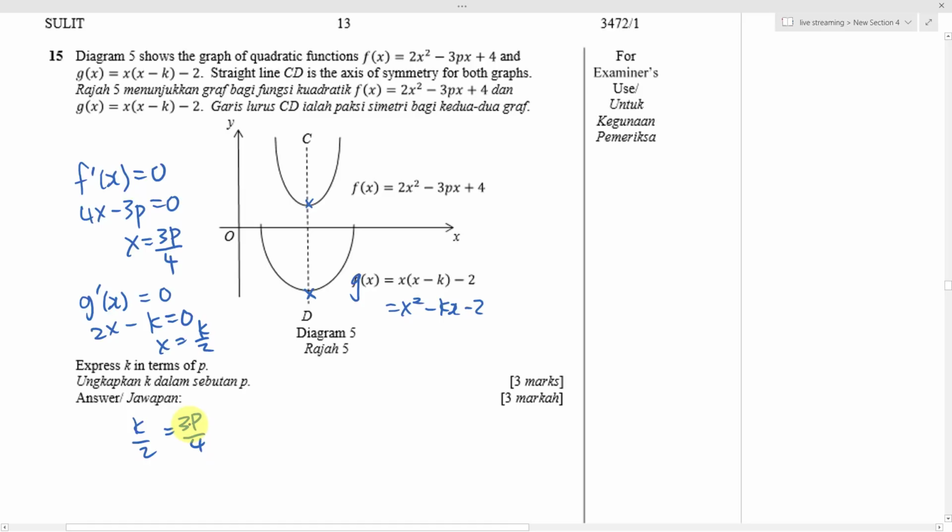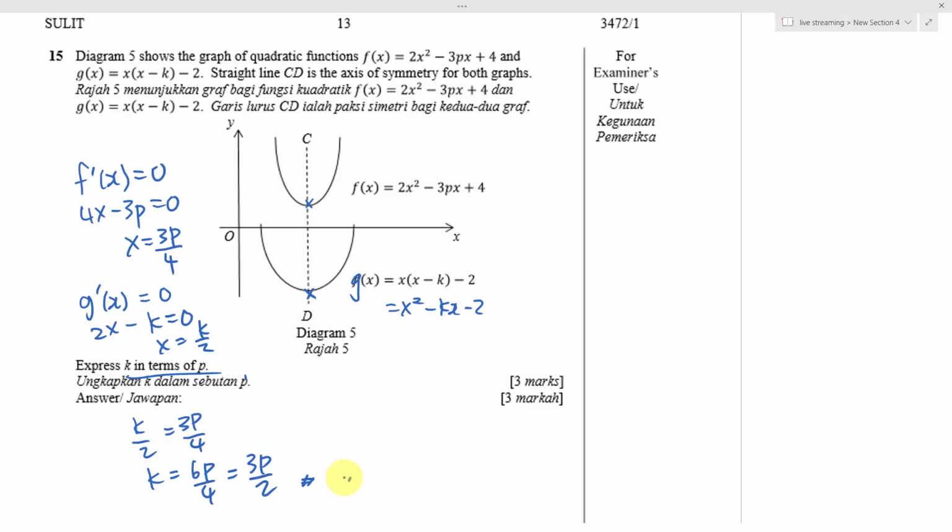Then what does the question ask me to do? k in terms of p. So k equals 6p over 4, which is 3p over 2. Alright, this is how we solve this kind of question. Or if you want to do completing the square, you can always do that.